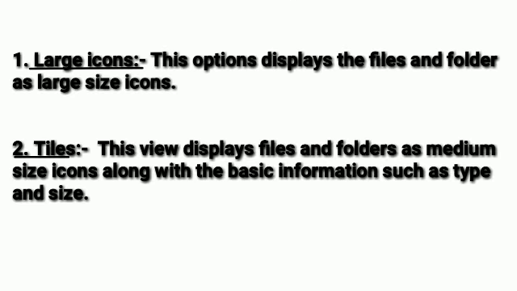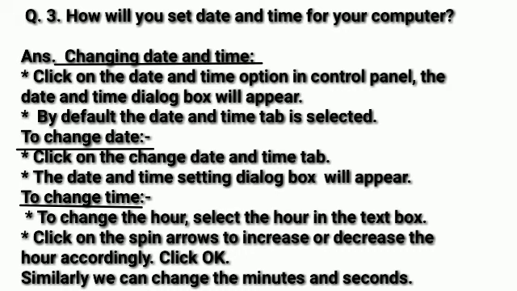Now question number 3 is, how will you set date and time for your computer? Answer is changing date and time. This is heading. Then click on the date and time option in control panel. The date and time dialog box will appear. By default the date and time tab is selected. Now to change date, this is heading. Click on the change date and time tab. The date and time setting dialog box will appear.